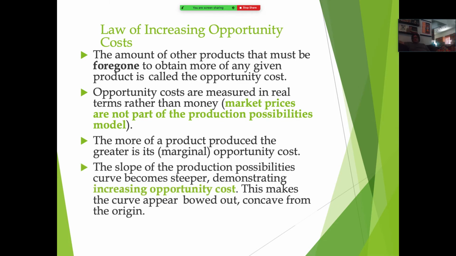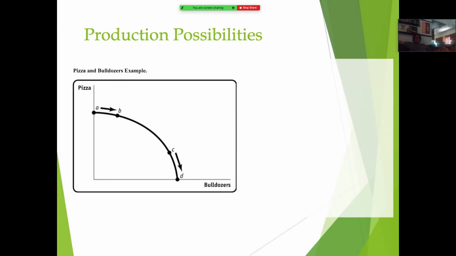And so the slope of the curve that shows increasing opportunity costs, the curve will bow rather than stay straight. It'll be concave. It'll look like someone took it and was pulling it out. It'll look like an arc, like an actual curve. All right, so let's take a look at this. There you can see our same example with pizza and bulldozers, but you can see that the curve is an actual curve. So let's explain why this is the case.